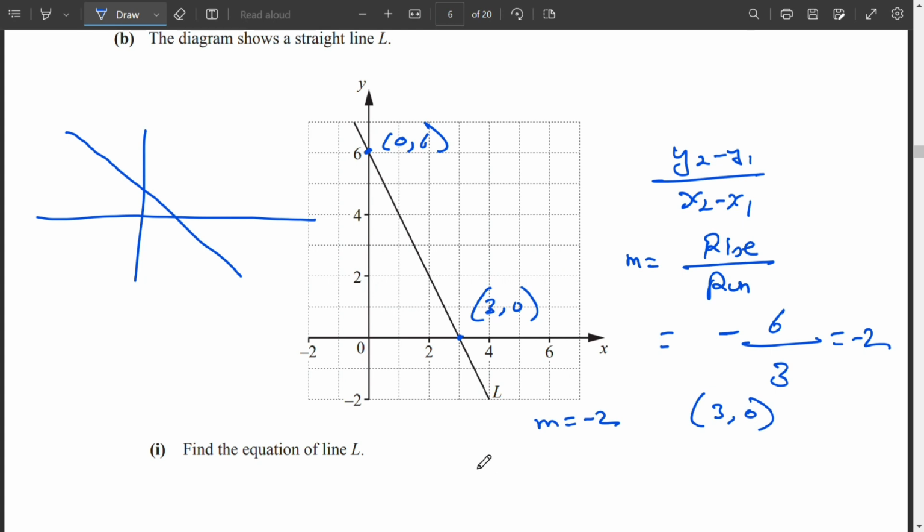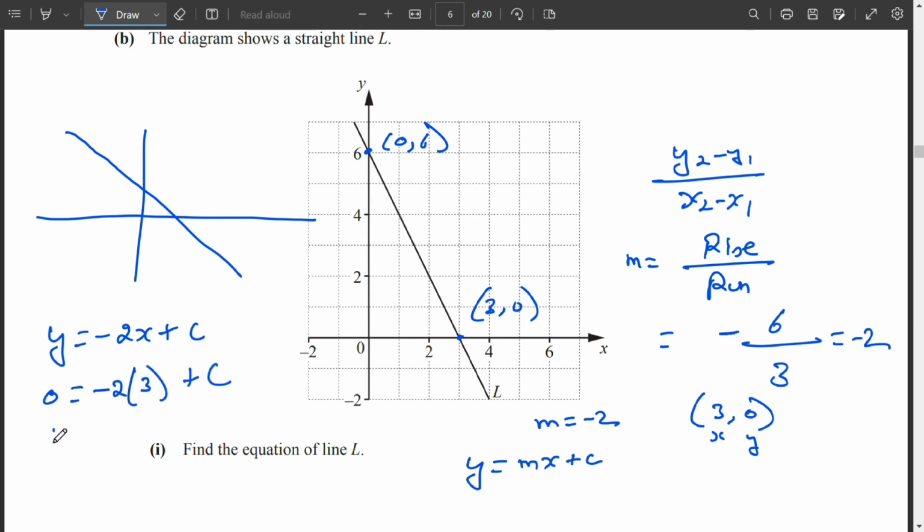Now using this, writing the equation y equals mx plus c, we can write m as minus 2. So this will be y equals minus 2x plus c. Now we have to find the value of c. Since the line is passing through 3 comma 0, we can substitute x as 3 and y as 0. So this is 0 equals minus 2 times 3 plus c. So this is minus 6 plus c. What is c? C is actually 6.